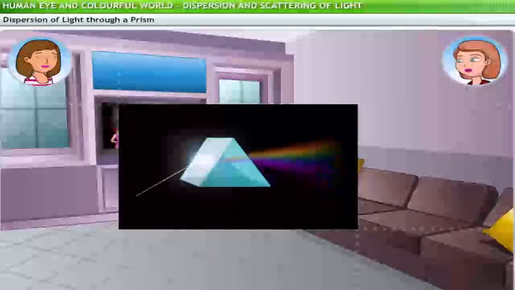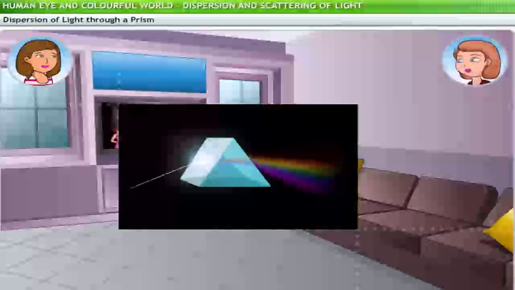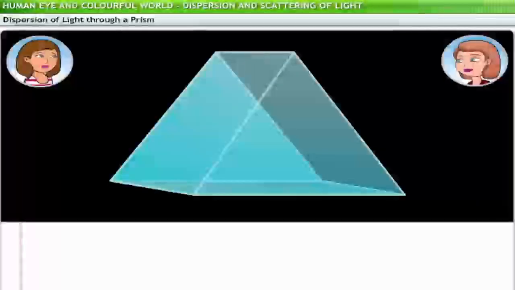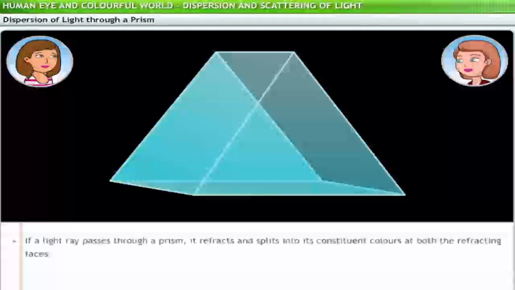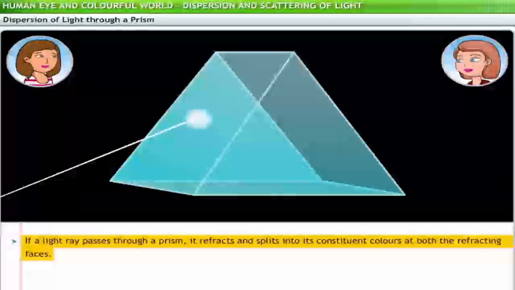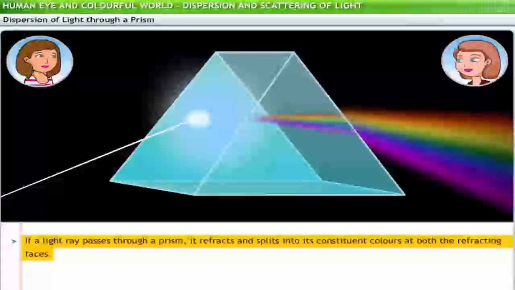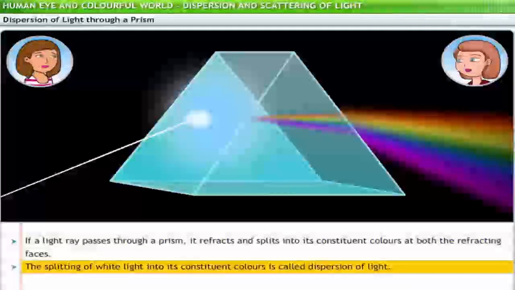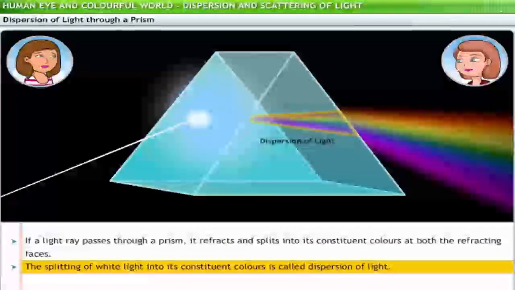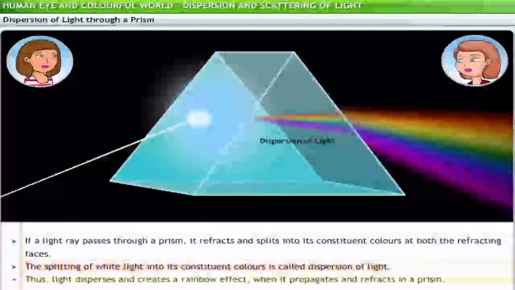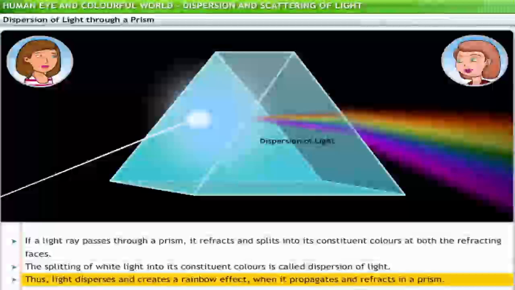Light rays refracted through a prism disperse and give rise to very vibrant colors. Where do these colors come from? You'd be surprised to know that these are all constituents of white light. When a white light ray passes through a prism, it refracts and splits into its constituent colors in the process of refracting through the prism. The splitting of white light into its constituent colors is called dispersion of light. This is how you get the rainbow effect through the prism as well. Light disperses and creates a rainbow effect when it propagates and refracts in a prism.